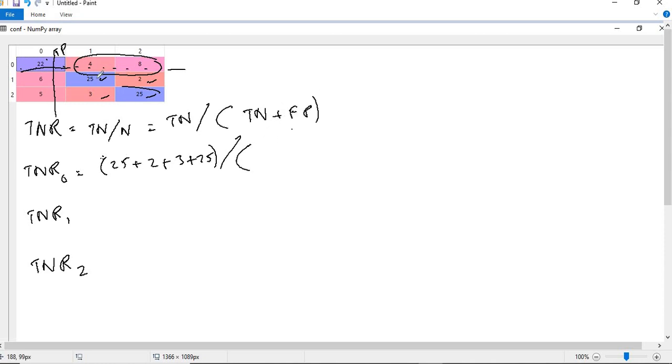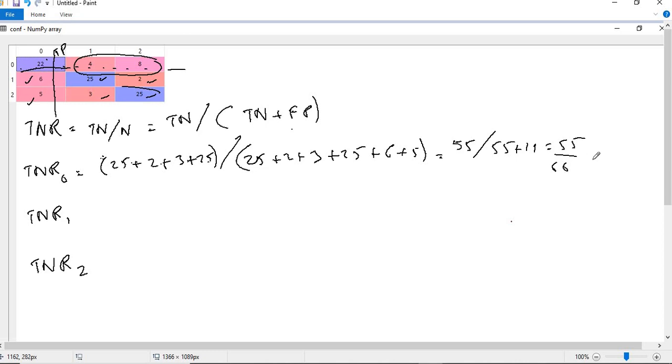True negative is how much? If you calculate this, true negative will be 25 plus 2 plus 3 plus 25, divided by the same term, 25 plus 2 plus 3 plus 25, plus false positive. False positive will be these two, 6 plus 5. 25 plus 2 plus 3 is 30, plus 25 is 55. So 55 divided by 55 plus 11, which is 55 by 66, and if you calculate this, it comes to 0.83.